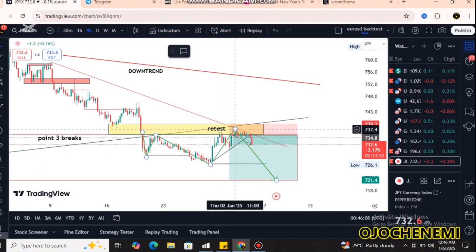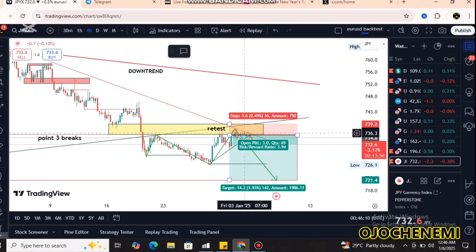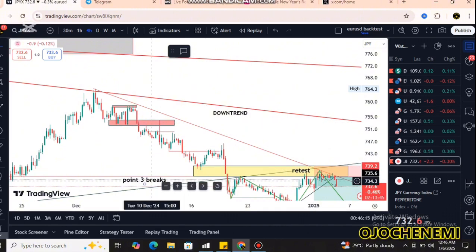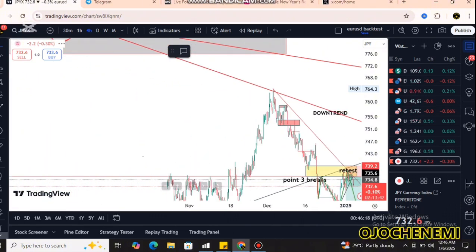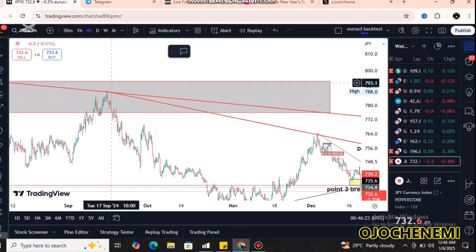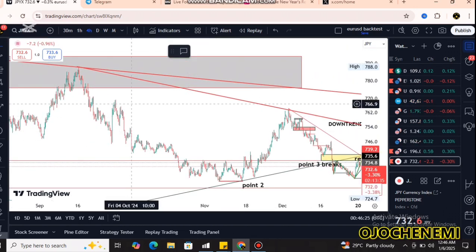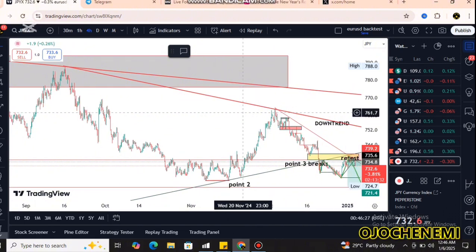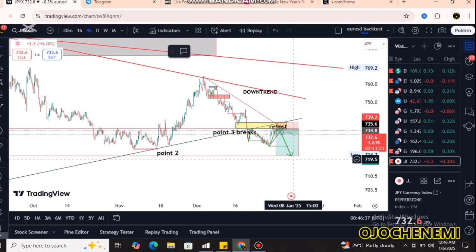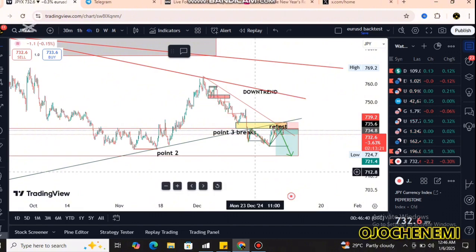And after every 0.2 of the resistance trend line, what happened? The market goes back down, goes more bearish. So 0.1, 0.2, the market went very bearish. So this one also 0.1, this is the 0.2, so the market will go also bearish to this level here. So this is what I am anticipating right here. Anyway it goes, it's fine, but this is what I'm seeing.